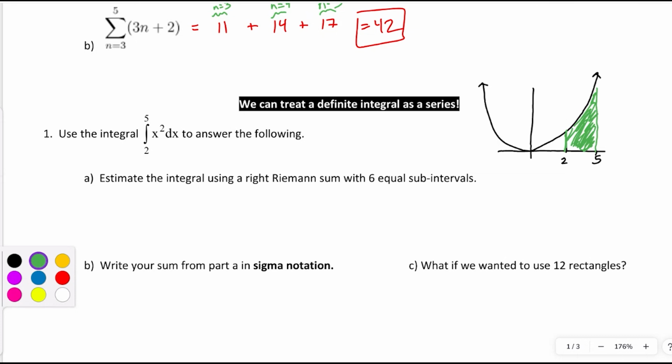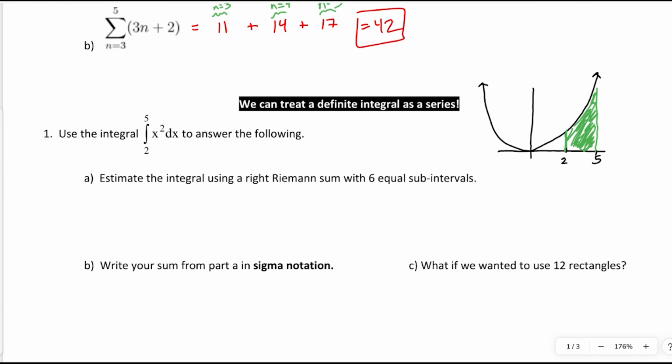Before we actually start thinking in terms of series, let's go back to what we did last time, which is to estimate this integral using a right Riemann sum with 6 equal subintervals. If we're going to use 6 intervals, how long is each interval going to be? 0.5, yeah, half, because the total interval is 3 units long. If we divvy that up into 6 intervals, each one has to be half of a unit.